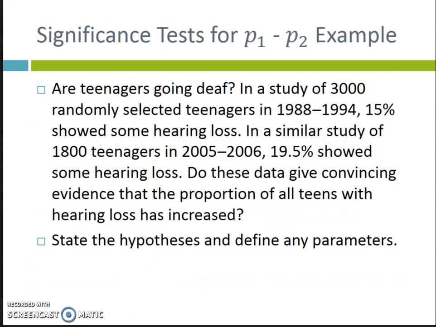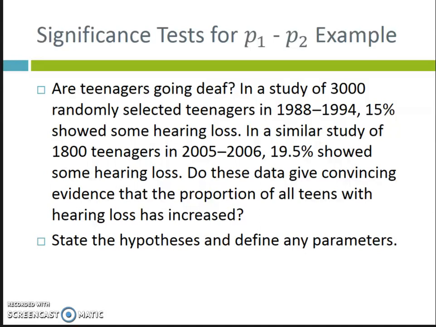Okay, let's go through an example together. Are teenagers going deaf? In a study of 3,000 randomly selected teenagers in 1988 to 1994, 15% showed some hearing loss. In a similar study of 1,800 teenagers in 2005-2006, 19.5% showed some hearing loss. Do these data give convincing evidence that the proportion of all teens with hearing loss has increased?